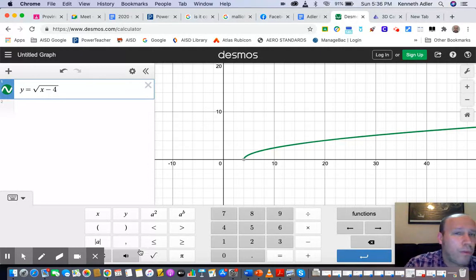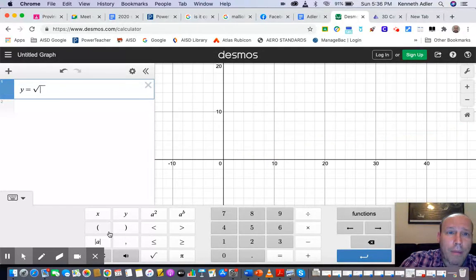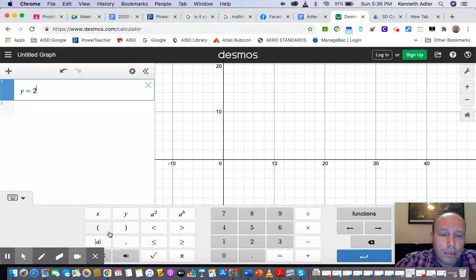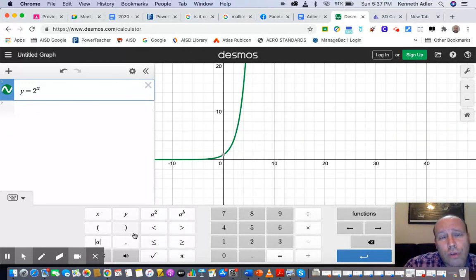What are some other functions we've looked at? How about exponentials? For that one, I can say there's no restrictions on the domain. Once again, there's going to be a restriction on the range. I can't get negative numbers out of there.